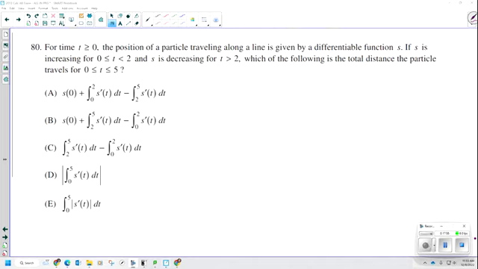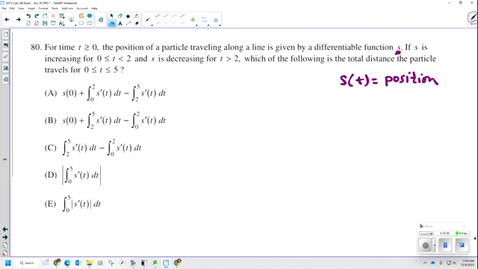Number 80. For time t greater than or equal to 0, the position of a particle traveling along a line is given by the differentiable function s of t. So s of t is position. If s is increasing for t values between 0 and 2, and s is decreasing any time t is greater than 2, which of the following is the total distance the particle travels from 0 to 5?